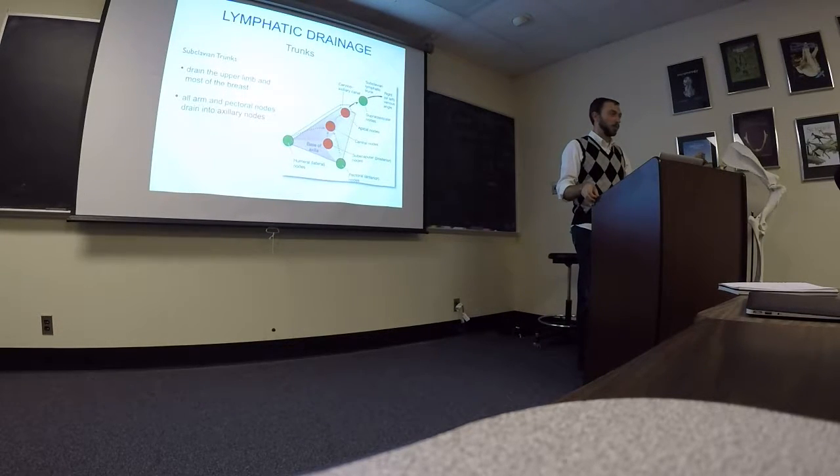Did vessels also go to nodes? Nodes are for vessels and for trunks? Vessels flow through the nodes. The vessels come together to form the trunks.